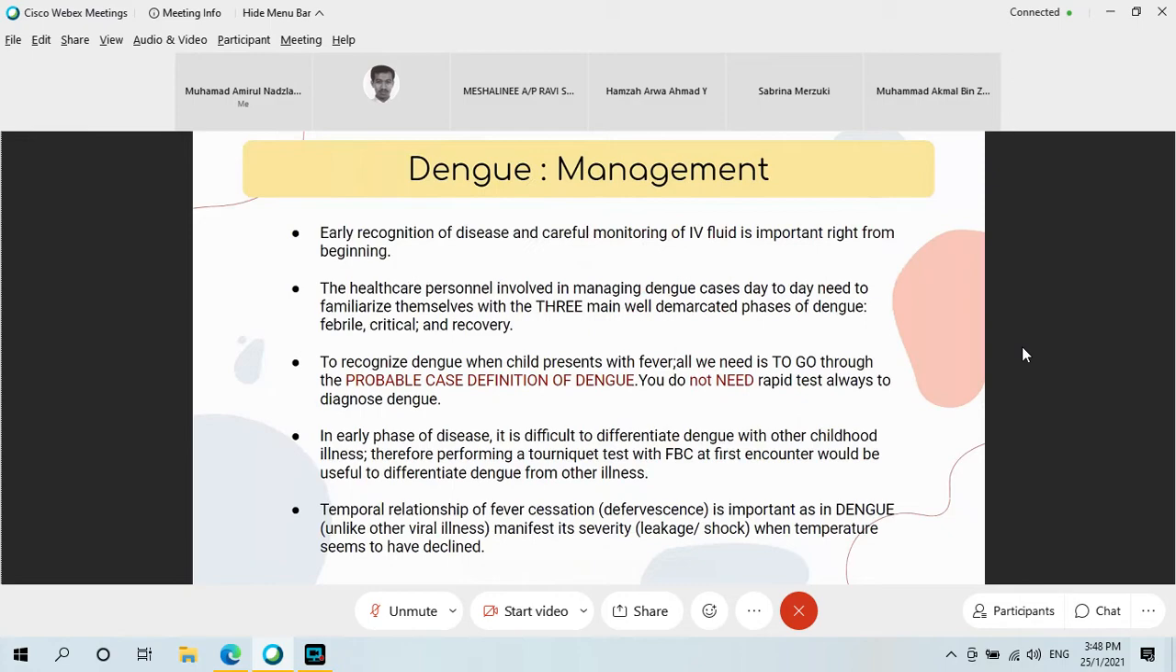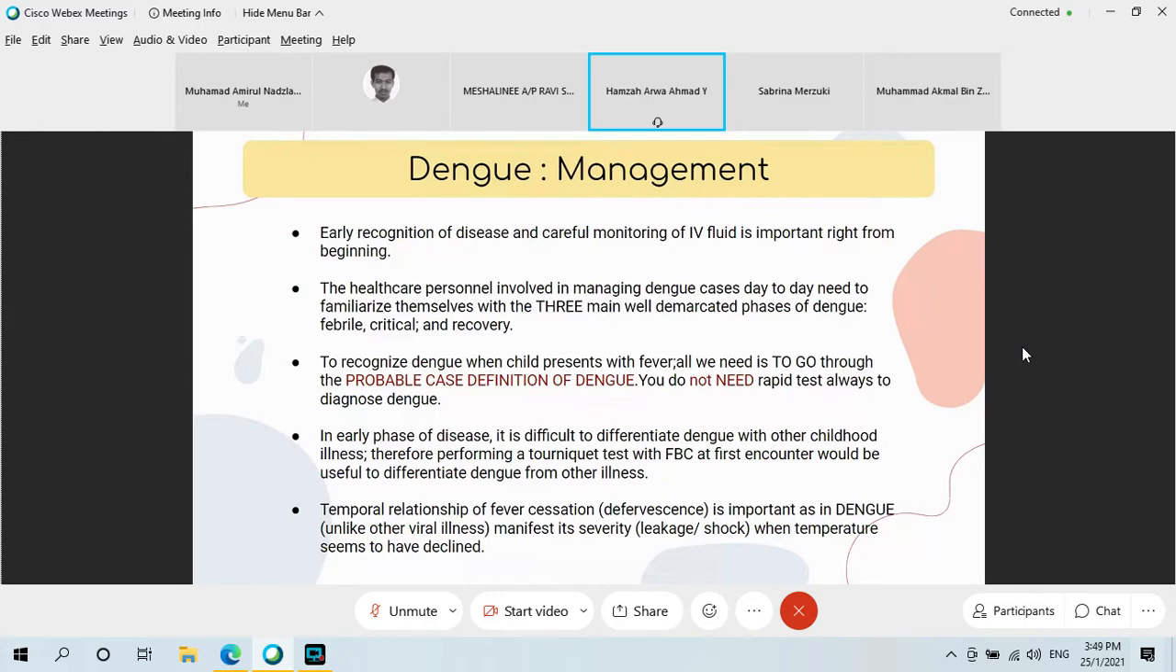The last slide for me is the management. The important thing is the timing of the intervention, which starts with the front line of healthcare personnel, whether they are in A&E or OPD or even in the health clinics. You also need to do early recognition of the disease, and careful monitoring of IV fluid is important right from the beginning. Try to replace the lost plasma and prevent fluid overload.